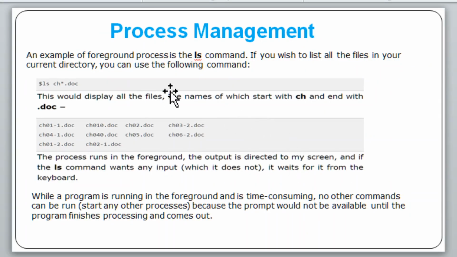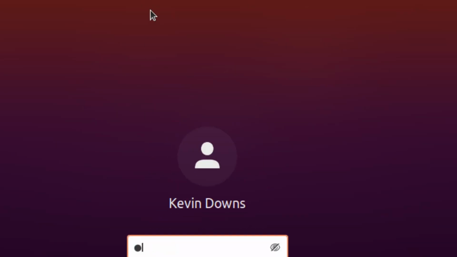An example of foreground processes is the ls command. So ls will list all files in the current directory, as we know. So let me open my VirtualBox here. Let me log in.